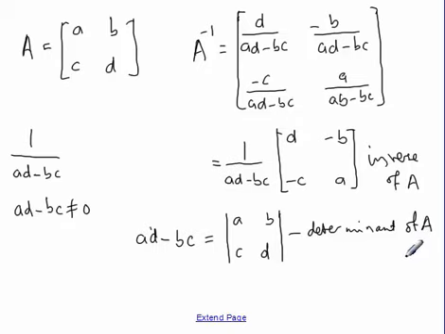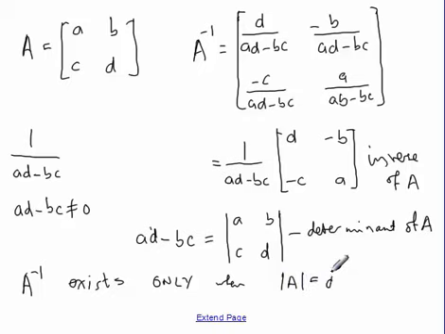It's a number. It can be 0, it cannot be 0. But the inverse will exist only when the determinant is not equal to 0. A inverse exists, and in this case for 2 by 2, we know how it looks. It exists only when the determinant, which we can also denote with a bar like absolute value, or with a function like this, det of A.